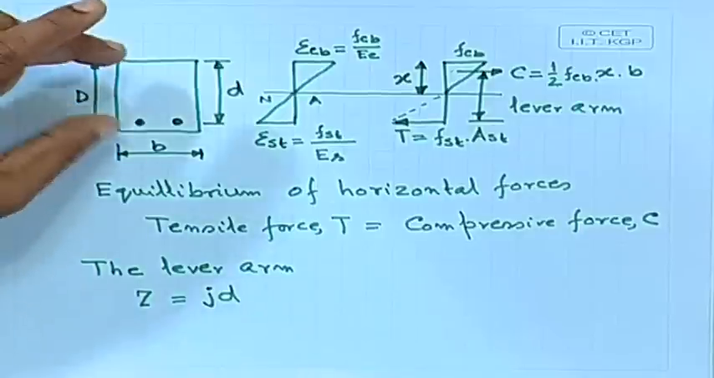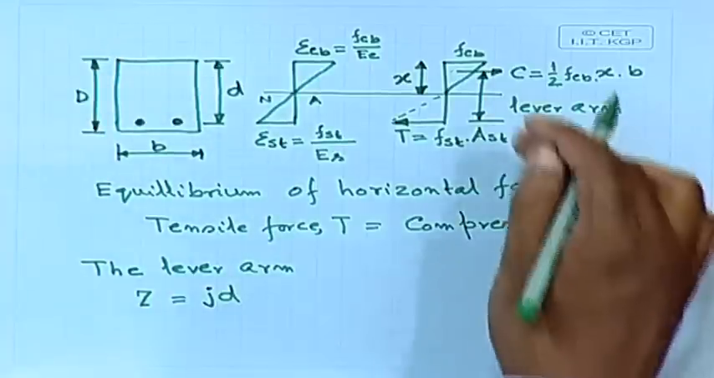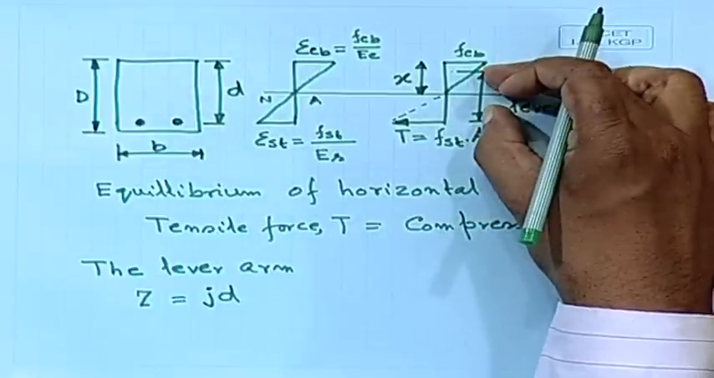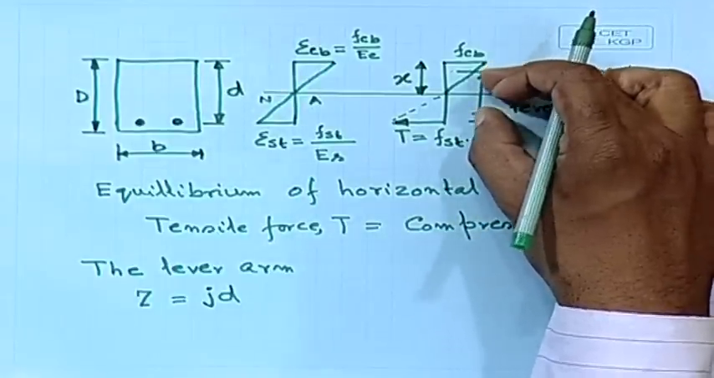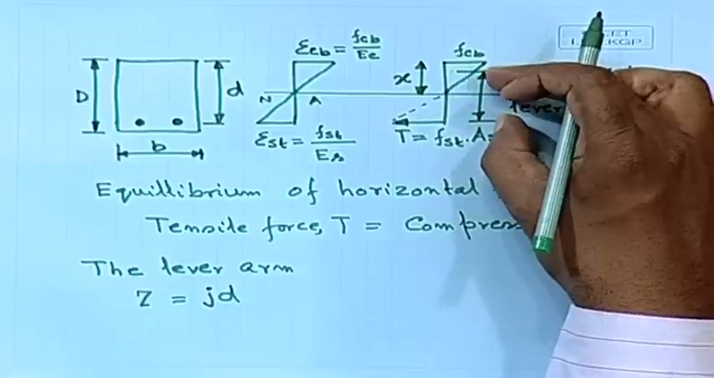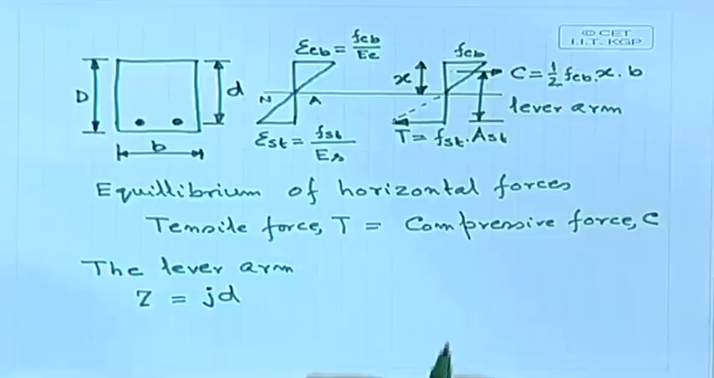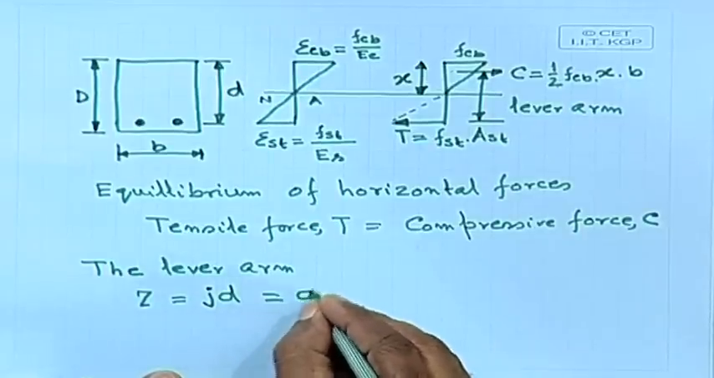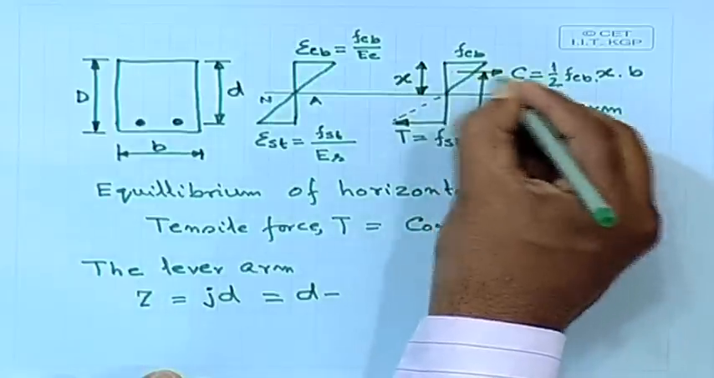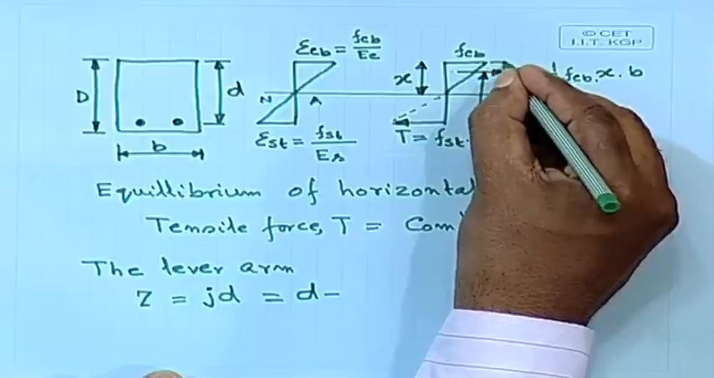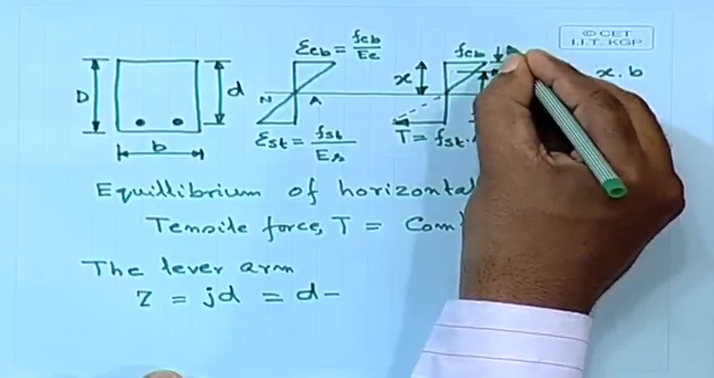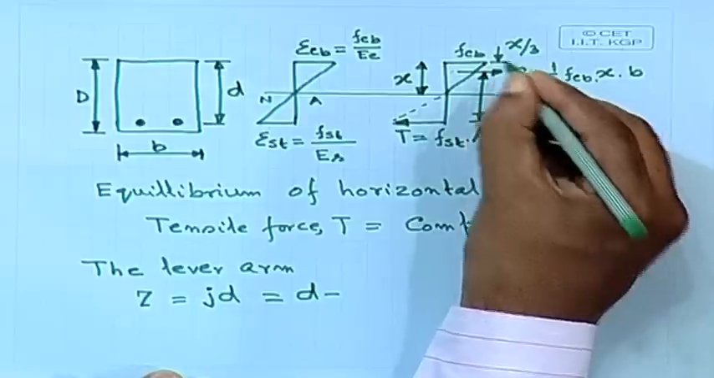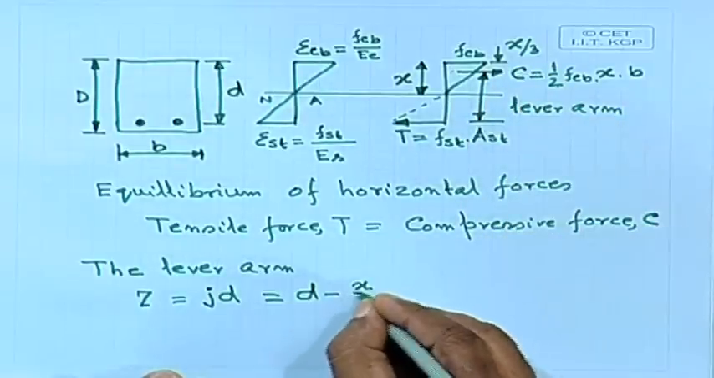D is the effective depth. So, Z is obviously a certain fraction of the effective depth, because this is the lever arm we are talking about. So, Z equal to JD equal to D minus x by 3, this portion x by 3. So, D minus x by 3 is your lever arm.